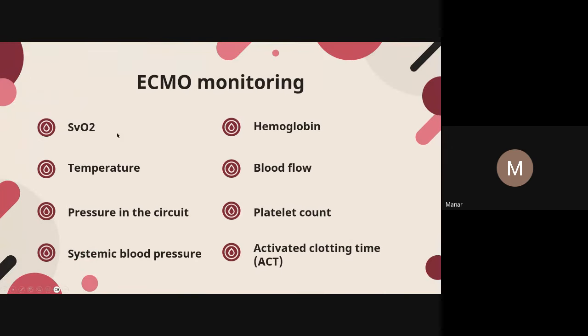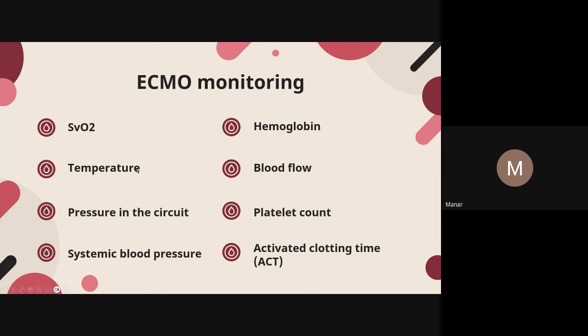We're going to have to monitor the venous saturation. Now, this gives us insights about something I've talked about before, which is the recirculation. If the venous O2 is high, this means we have a high rate of recirculation, but we have to keep it in the normal range.